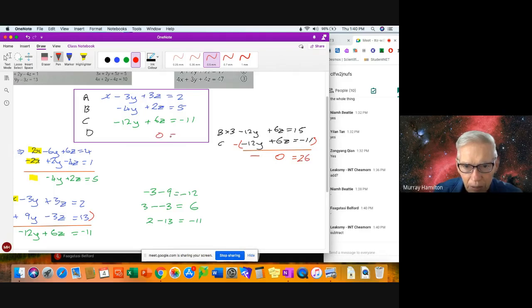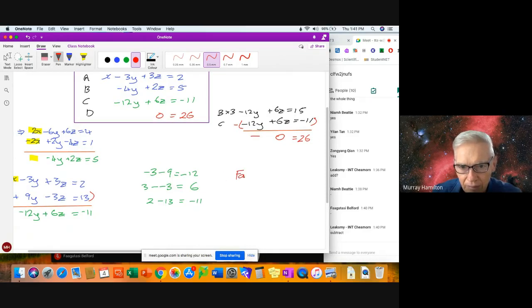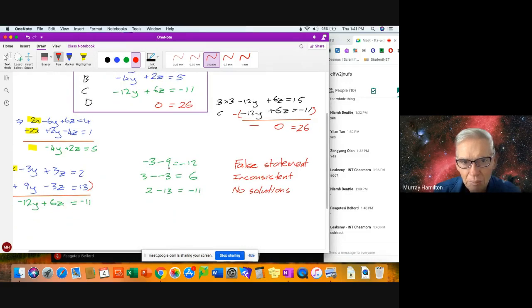Now we've got a problem here, because can 0 equal 26? No, it can't. So this is a false statement. And if it's a false statement, we know that the equations are inconsistent. There are no solutions. And if there are no solutions, we have to state that and then explain what is happening. And what is happening is that these three planes are meeting like the pages in a book.